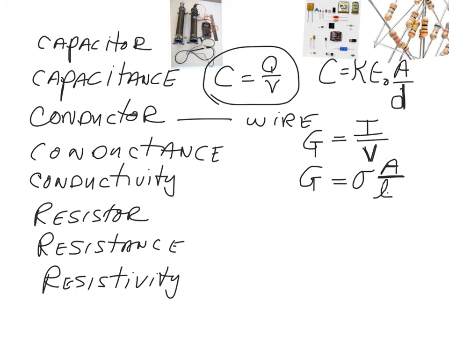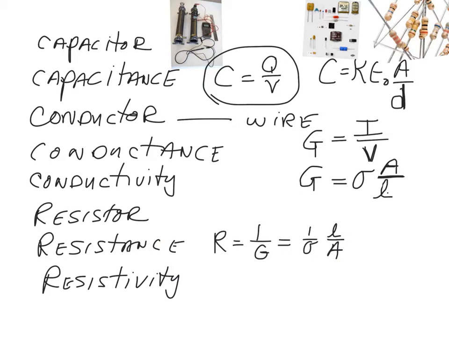Now, since resistance is the inverse, we do use the symbol R for resistance. And so it is 1 over the conductance, the inverse of it. And so this reverses. This is 1 over sigma L over A. So the longer the wire, the more resistance it has. And the bigger the cross-sectional area, inverse to conductance, the less resistance it has.